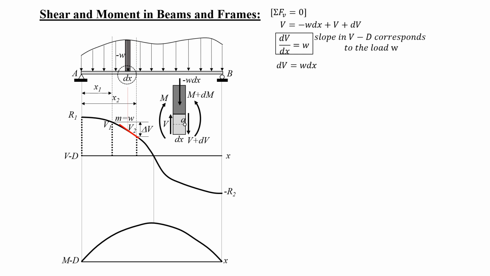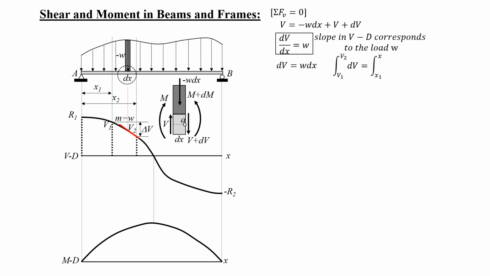If we integrate dV with limits from V1 to V2, then that is V2 minus V1, or simply delta V. And the geometric meaning of the right side, w times dx, is the area of that strip. Therefore, if you evaluate the area of the strip from x1 to x2, that is the area of the load diagram between x1 and x2.